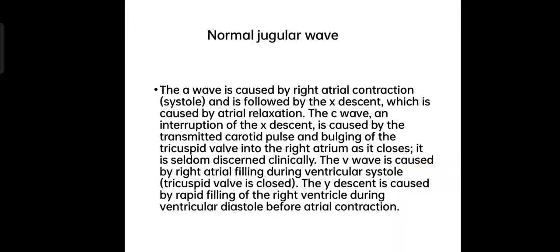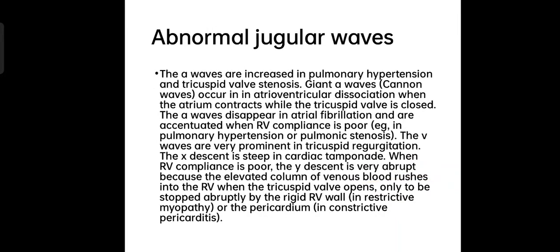So, the normal jugular waves. The A wave is caused by right atrial contraction and is followed by the X descent, which is caused by atrial relaxation. The C wave is an interruption of the X descent. It is caused by the transmitted carotid pulse and bulging of the tricuspid valve into the right atrium as it closes. It is seldom discerned clinically. The V wave is caused by right atrial filling during ventricular systole. The Y descent is caused by rapid filling of the right ventricle during ventricular diastole before atrial contraction.